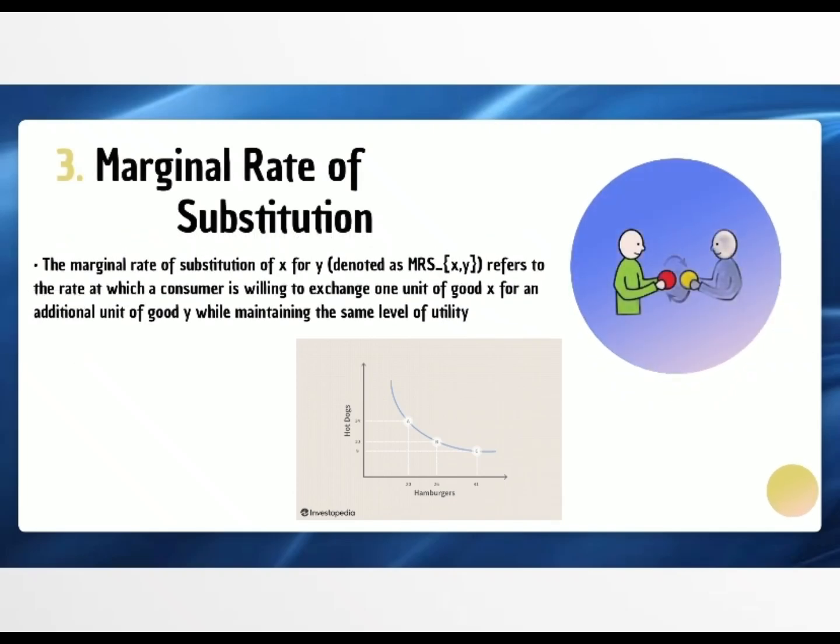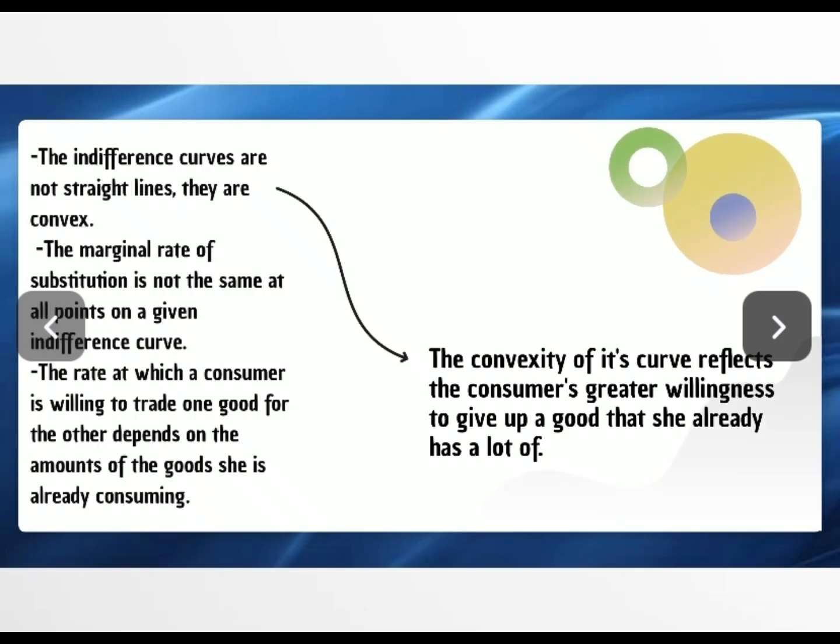Point 3: marginal rate of substitution. The marginal rate of substitution refers to the rate at which a consumer is willing to exchange one unit of good X for an additional unit of good Y while maintaining the same level of utility. The indifference curves of this function are not straight lines. That means that they are convex, and this convexity reflects the consumer's greater willingness to give up a good that she already has a lot of.